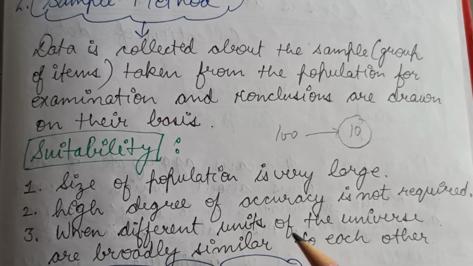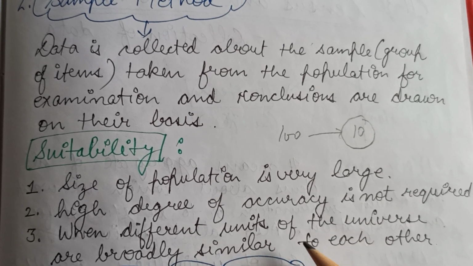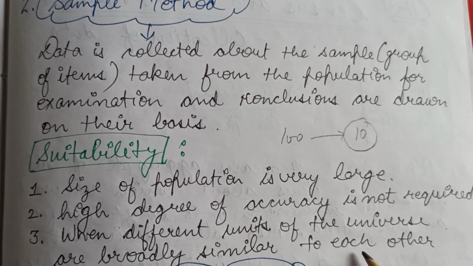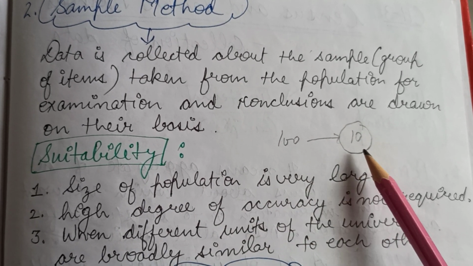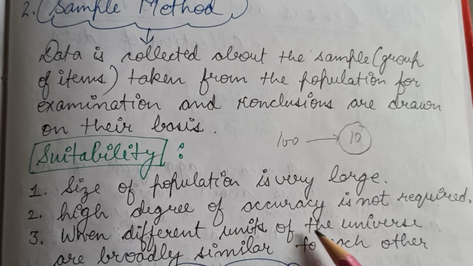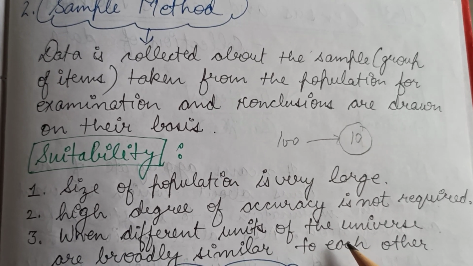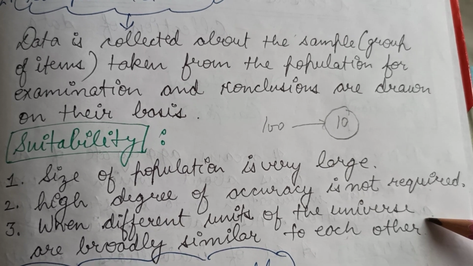But in case the units of the universe are similar to each other on the basis of their characteristics, then we can use the sample method, because the results will not make any difference as the characteristics of the units of the universe are similar. To make this point clear, I will take an example for you.